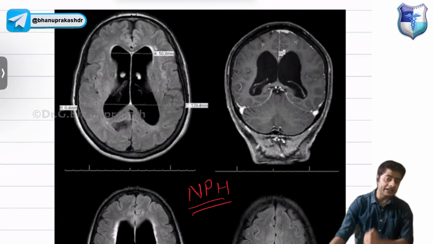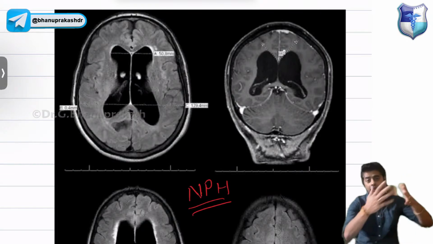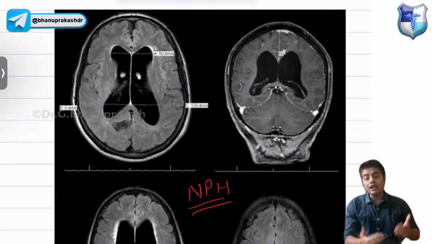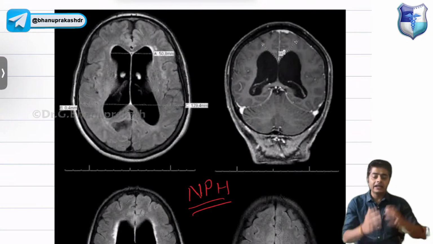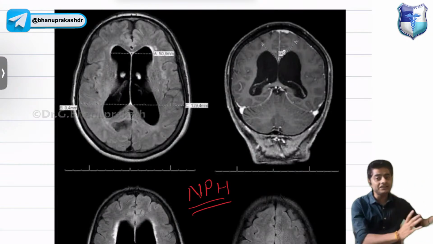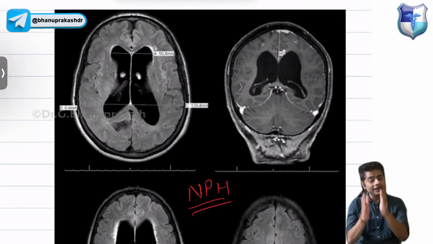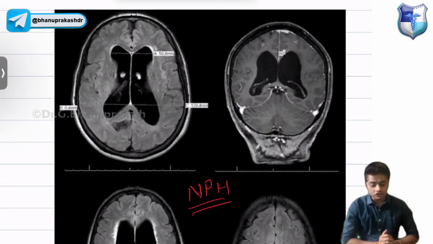So when you see that patient's CT or MRI, you will ask me, sir, this dilatation of ventricle is in Alzheimer disease also, and dilatation of ventricle is in NPH also. Then how will we be able to differentiate? Is this a dilatation of Alzheimer disease or of normal pressure hydrocephalus? Because you have said that dilatation of ventricle will be in Alzheimer disease also.